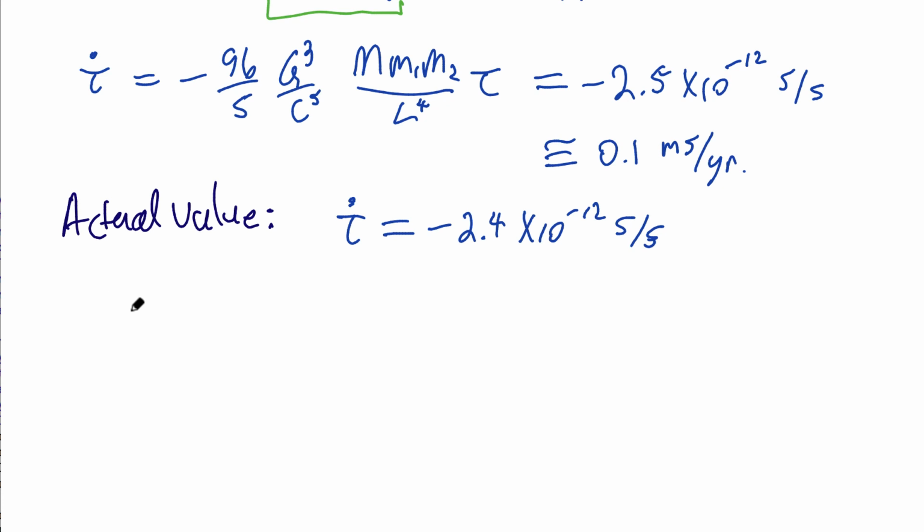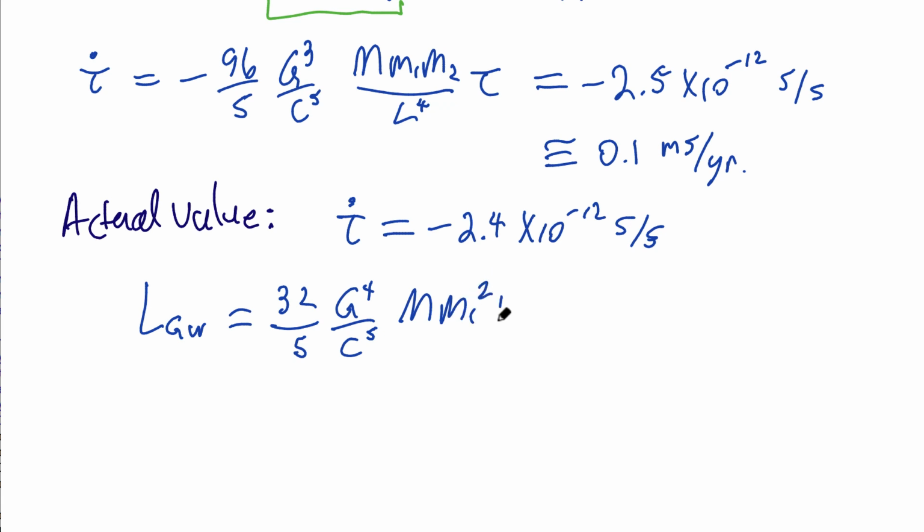Now let's consider the gravitational wave luminosity for the Hulse-Taylor binary. Inserting the appropriate factors of Newton's constant and the speed of light, the luminosity is 32 over 5 times G to the 4th over c to the 5th power times total mass m1 squared m2 squared divided by L to the 5th. Inserting the numbers, including the value of L at the lower end of the range, this is about 1.8 times 10 to the 25th watts.